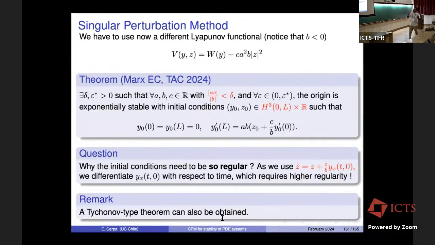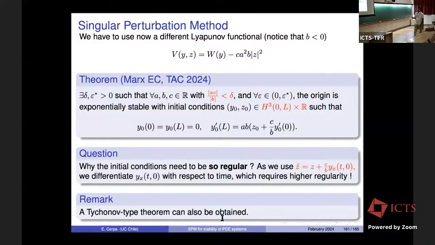Here, in that case, when we put the epsilon on the ODE, we are able to deal with a simpler Lyapunov function. We don't have to introduce this operator M. We just put this Lyapunov function for the KdV, just the energy. It looks like it has the right sign here, but b is less than 0, so this is positive.